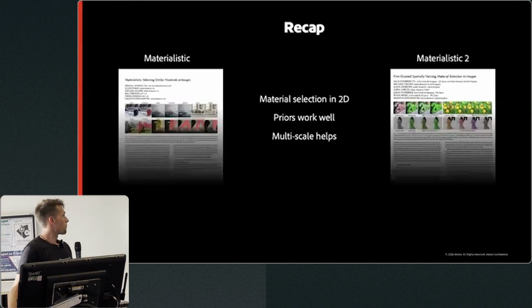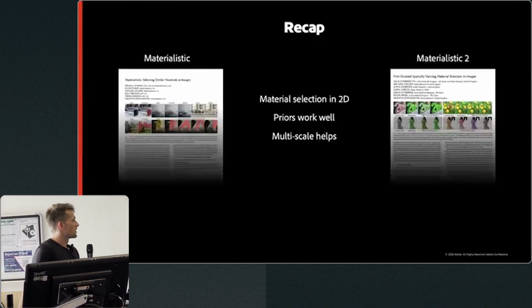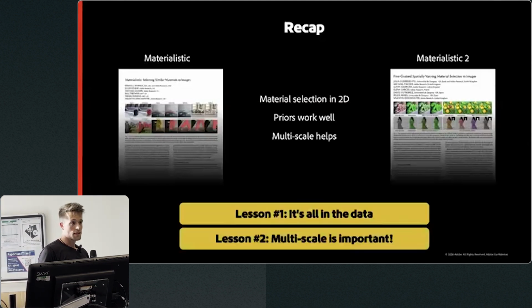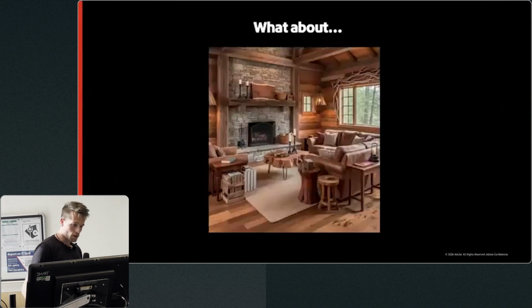So to recap, we've seen these 2 papers, Materialistic and Materialistic 2. And the lessons learned were it's all on the data and multiscale is important, right? And to remember, in case you weren't paying attention, we're clicking on an image and your output is a selection mask. Now, because we're doing this appearance-based selection, what if I wanted to select all the wood in this image? We said if we have different woods and we click on each wood, we only get a mask specifically for this image. So if a user wanted to select all the wood, they would have to click in all these places, which is arguably not very convenient, right?